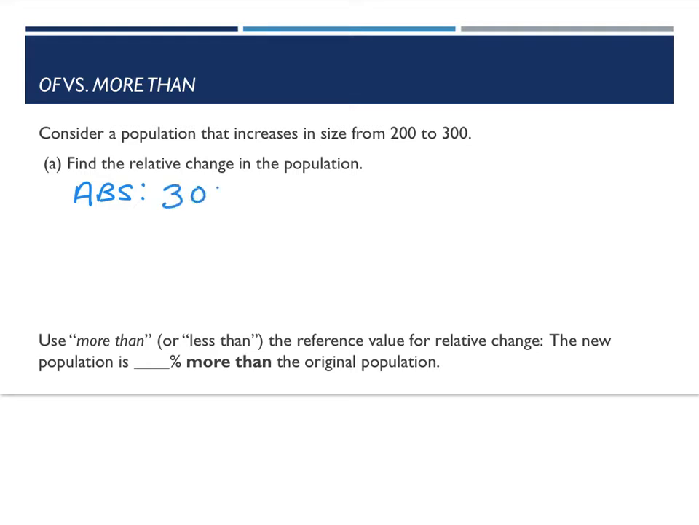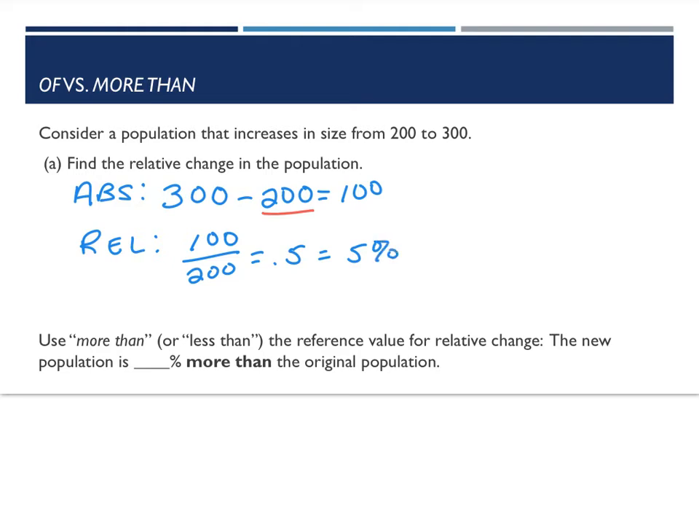Arrange so I get a positive answer. 300 minus 200 will equal 100. And to find the relative change then, that means the 200 is my reference value. So I'm going to take my answer and I'm going to divide it by 200. And 100 divided by 200 is 0.5, which is 50%.